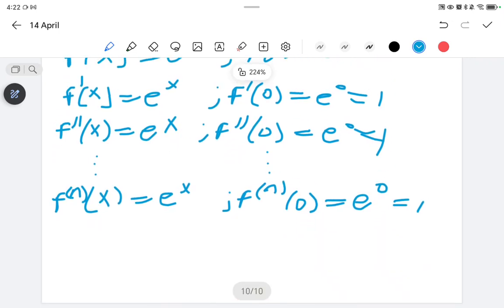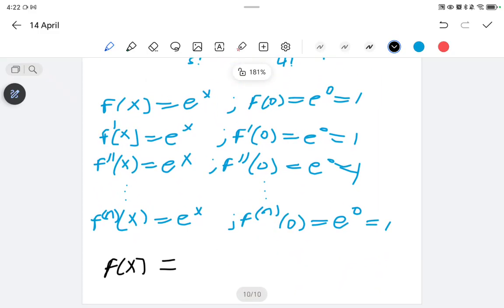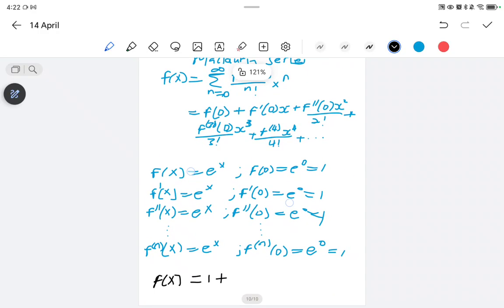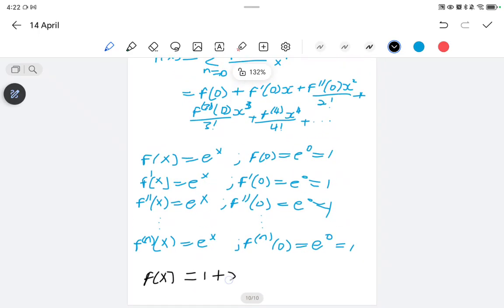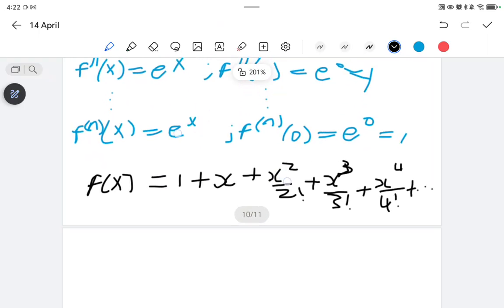So if I go back and plug it there, I'm going to have f(x) being equal to f(0), which is 1, plus f'(0), which is 1, so plus x, plus x^2 over 2 factorial, plus x^3 over 3 factorial, plus x^4 over 4 factorial, plus those. I'm plugging here, right?